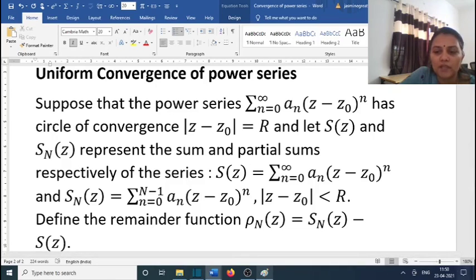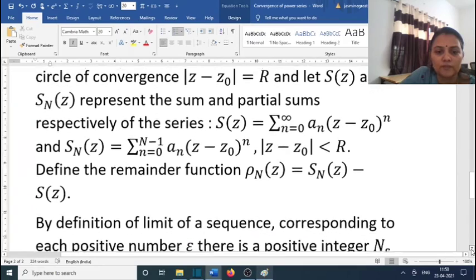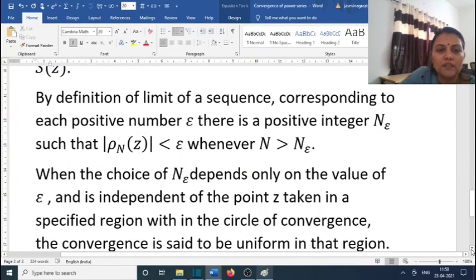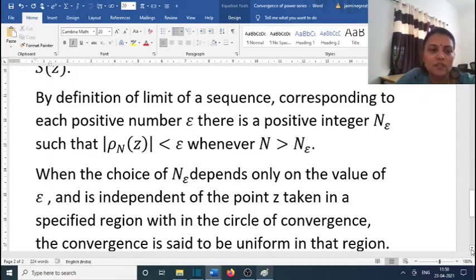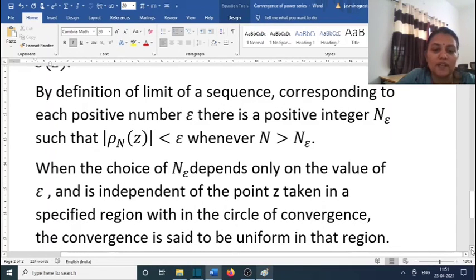Now define the remainder function as rho_n(z), which is equal to S_n(z) minus S(z). Now by definition of limit of a sequence, corresponding to each positive number epsilon, there is a positive integer N_epsilon such that modulus of rho_n(z) is less than epsilon whenever n is greater than N_epsilon. When the choice of N_epsilon depends only on the value of epsilon and is independent of the point z taken in a specified region within the circle of convergence, the convergence is said to be uniform in that region.